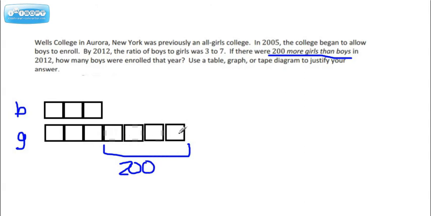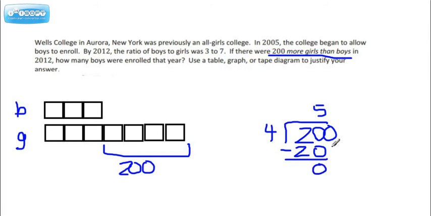So let's think about what this would represent, because we have 4 chunks that are going to be 200. And if we do 200 divided by 4 to figure out how much those chunks are worth, then we'll be able to write that number in each box. We know that 4 doesn't go into 2, but it will go into 20 five times. Subtract, bring down the 0, and 4 goes into that no times.